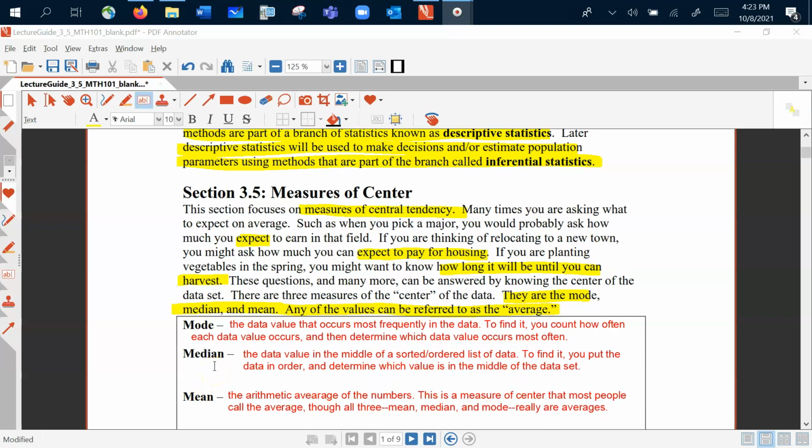Median for middle. Lastly, the mean is the arithmetic average of the numbers. This is the measure of center that most people call the average, though all three, mean, median, and mode, are used often to indicate average. So in mathematics, we will be very specific about what measure of center we're going to be using. We won't say average, we'll say mode, median, or mean.